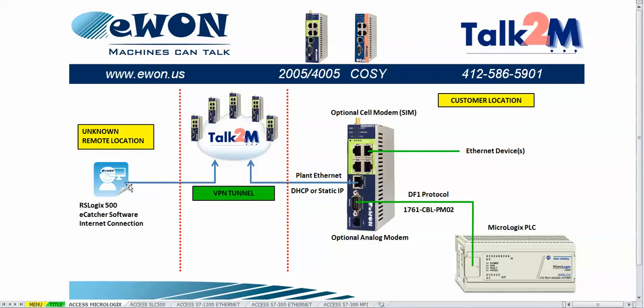The programmer connects to the TalkToHim service using the eCatcher software, and with the TalkToHim service, the VPN tunnel is established, allowing the user to use RSLogix 500 to do his remote program and monitoring of his MicroLogix PLC.